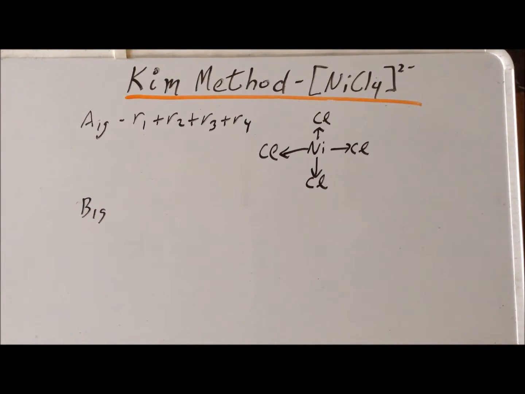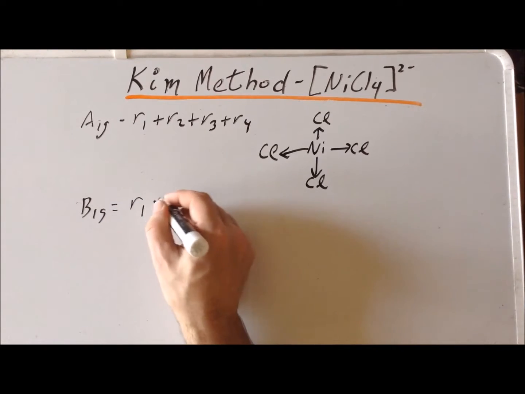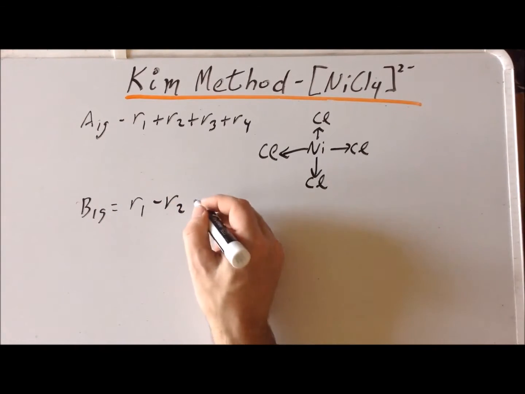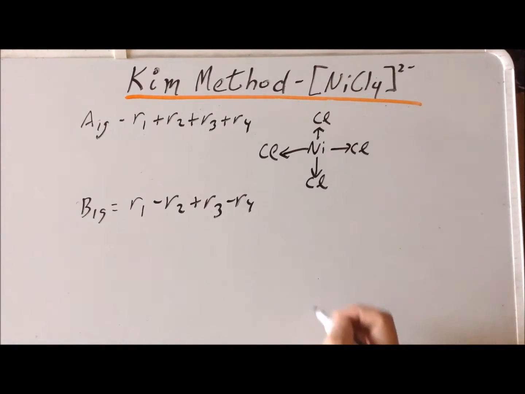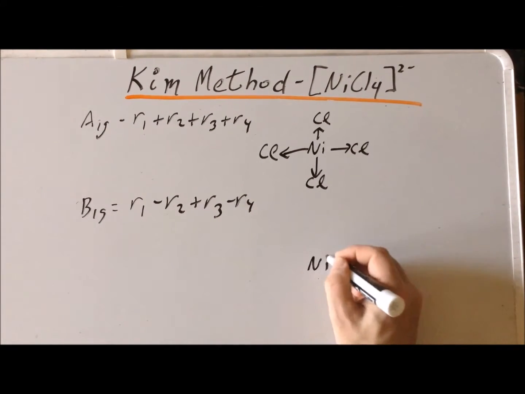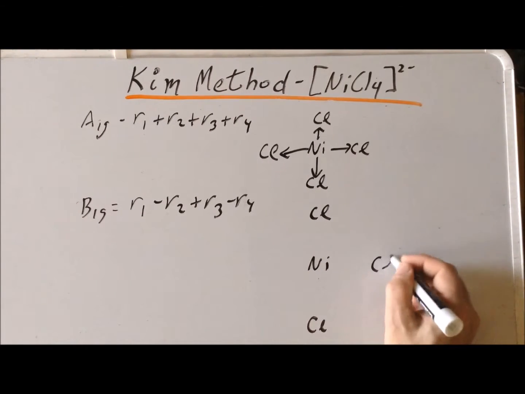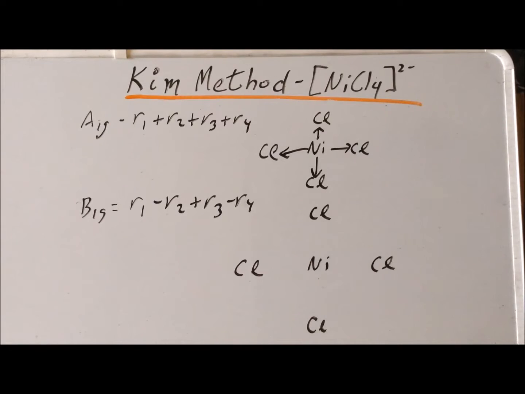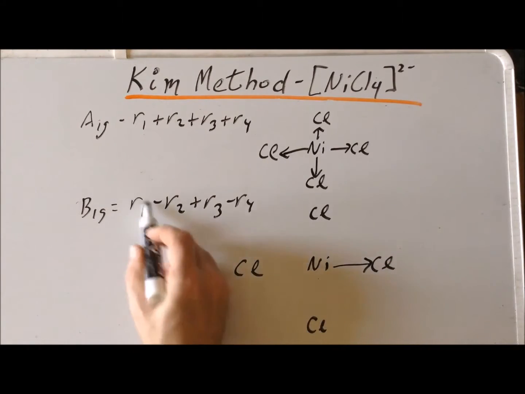And the function for B1G is R1 minus R2 plus R3 minus R4. So again, we can draw a sketch of what this vibration is going to look like. And we recall the numbering system that we use for the bonds. So this particular bond gets bigger because it's a plus R1.